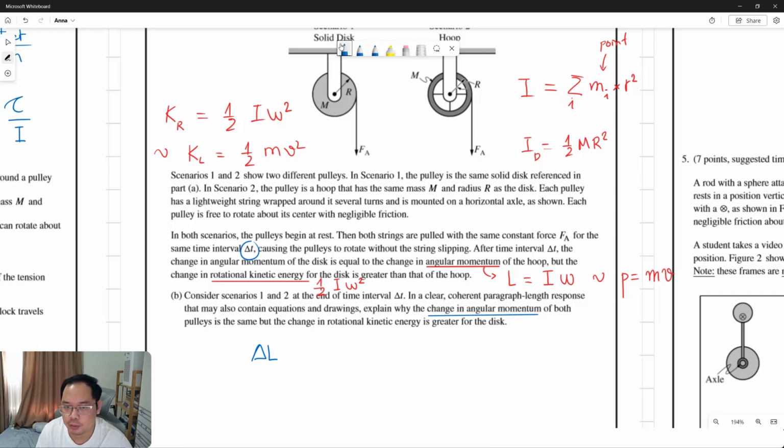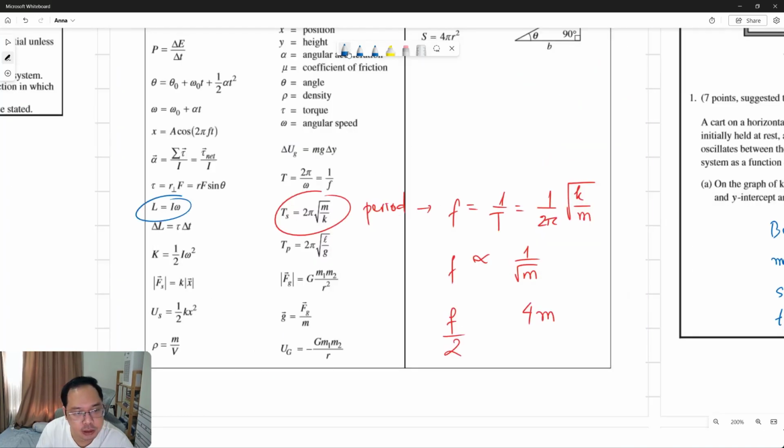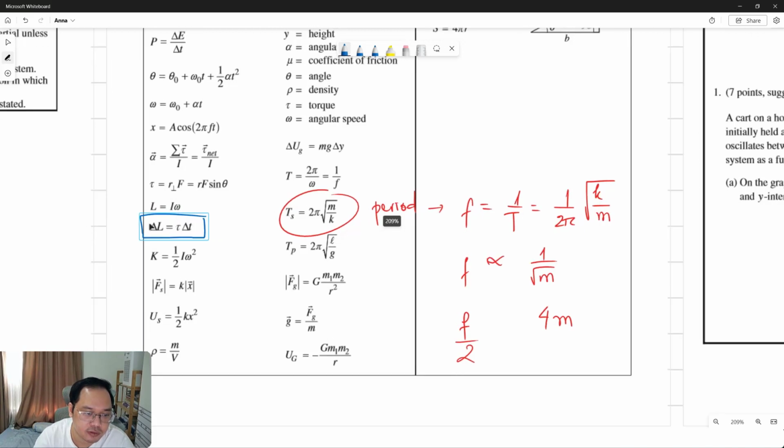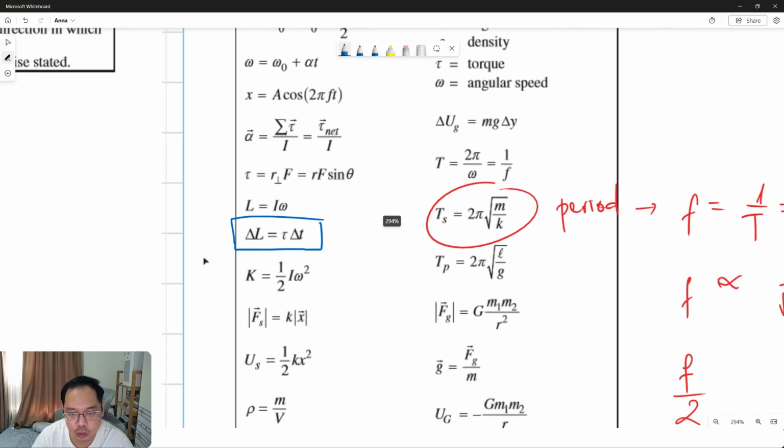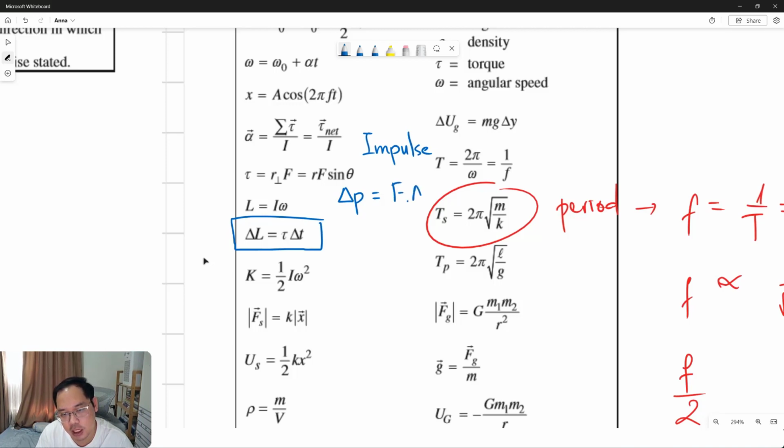Both the pulley and the hoop are the same. So what is delta L? What is the formula to determine this delta L? Here, angular momentum L is I, moment of inertia, multiplied with omega, angular velocity, and delta L here. So this is the key, delta L, the change in angular momentum. Do you see that it is very similar also to the formula of the normal momentum? The change in momentum is equal to the impulse, which is the force multiplied with the time.